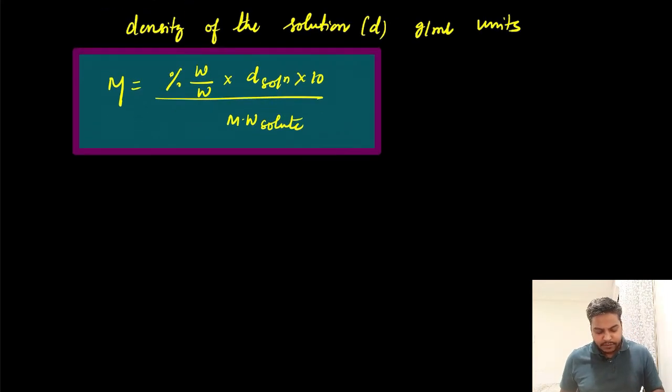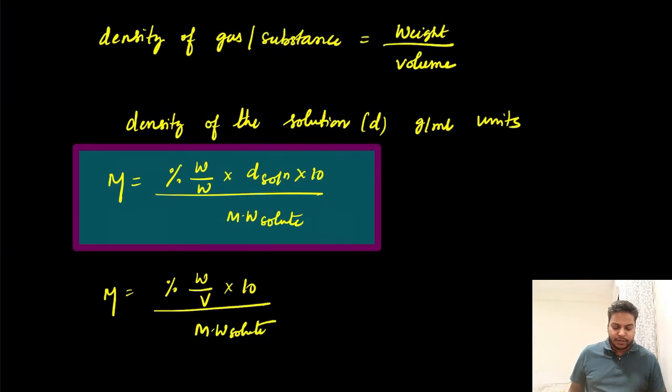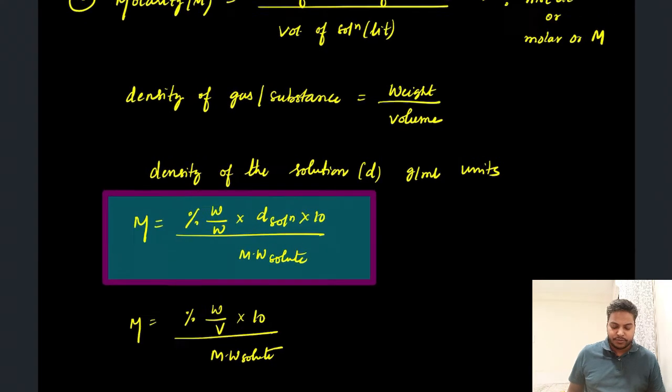Now sometimes instead of giving percentage weight by weight, we might be given percentage weight by volume. In that case, molarity will simply be percentage weight by volume into 10 divided by molecular weight of solute. There is no density term. So this is about the molarity term. I hope all of you got it.